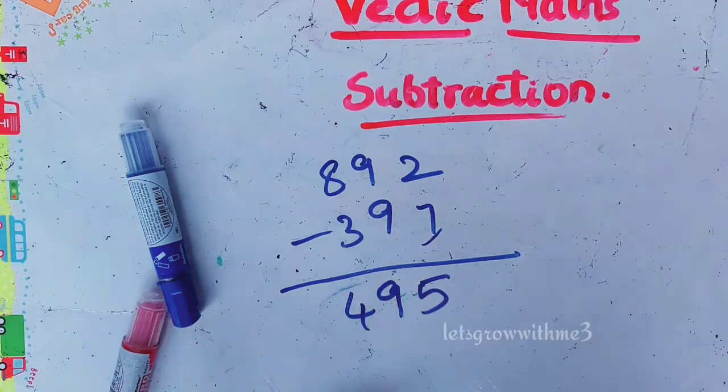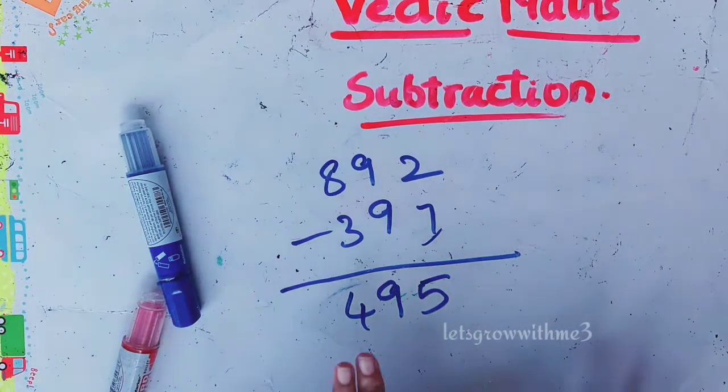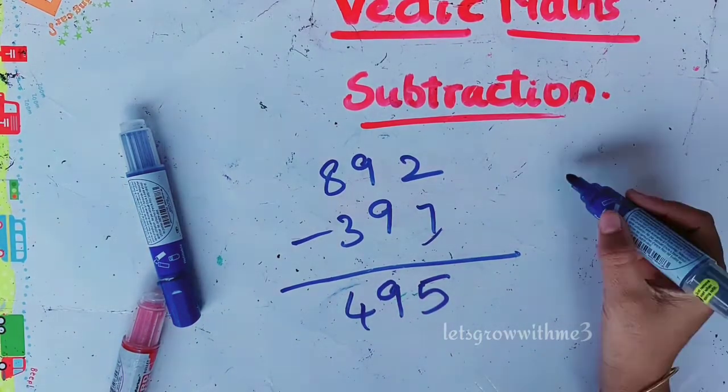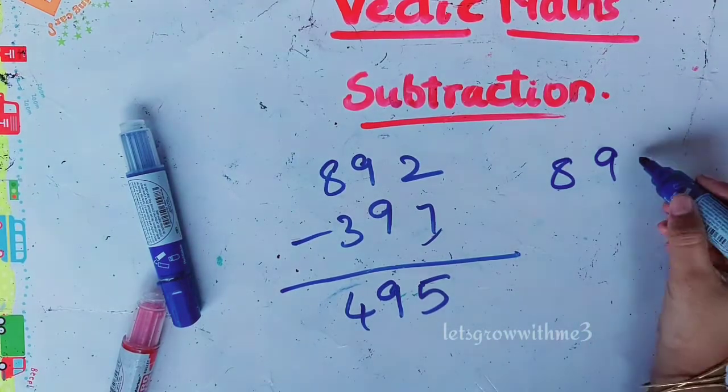So whenever we can't subtract, or whenever we need to add or subtract and are not able to, then we should take that whole number, not a single place value. We should consider it as a whole number, then we need to do the addition or subtraction. That's how we need to solve this type of question.